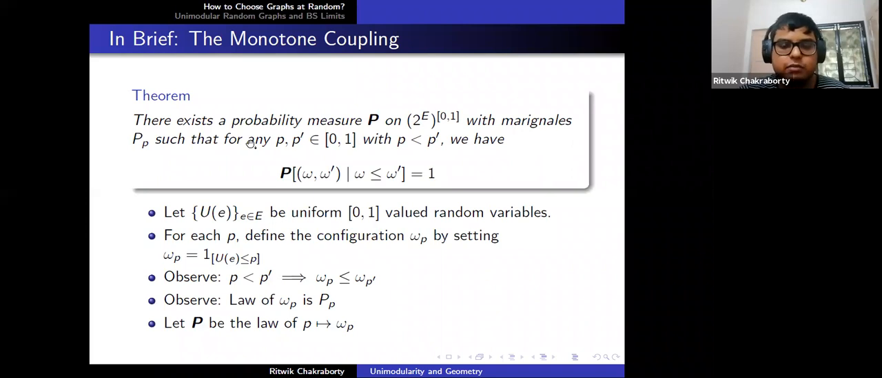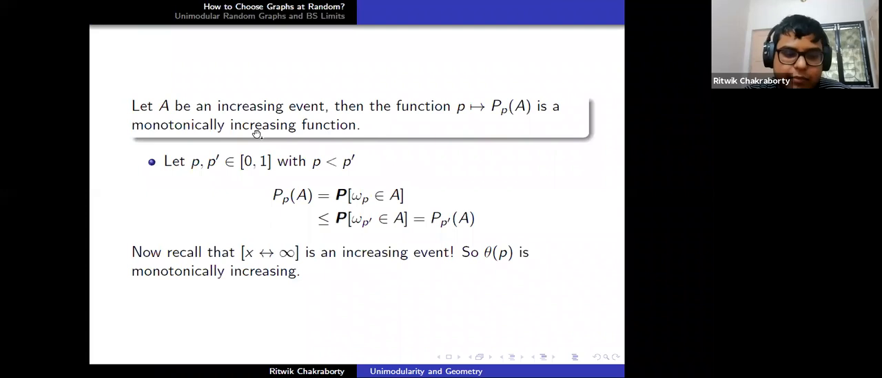So now we can quickly utilize this theorem to encode our intuition. So let A be an increasing event, right? Then the function small p going to the Bernoulli p probability that A occurs is a monotonically increasing function. So in particular, note that once we have proved this, we know that the event that x is connected to infinity is an increasing event. So this in fact gives a proof of the fact that theta p is a monotonically increasing function as you slide p from 0 to 1.